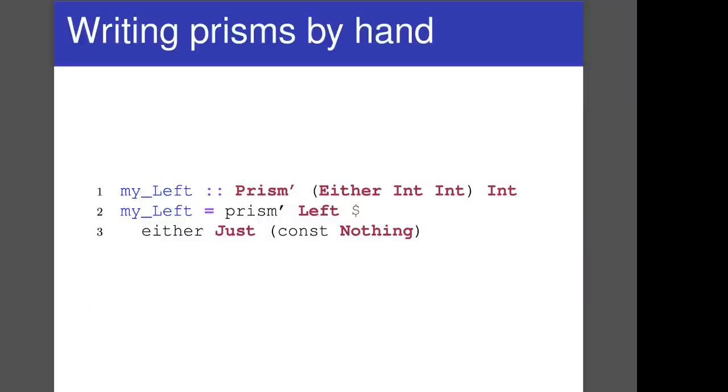This is how you would write a prism by hand. It's a little easier. You just say how to go from the right type up into the other type, and then how to break down that type to get to the part of the prism.